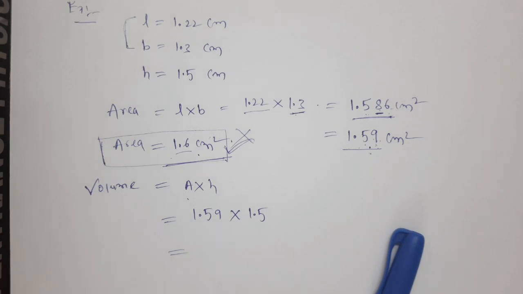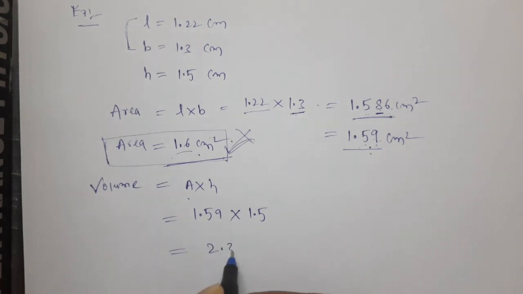We are getting 2.385 centimeter cube. But here we have three significant figures, here we have two significant figures. The answer must be given with how many significant figures? Only two significant figures. That means we have to round off this one. So how do we round off? 2 point, we have to check this one. It is more than 5, right? So directly we can add 1 here. So 2.4 centimeter cube.